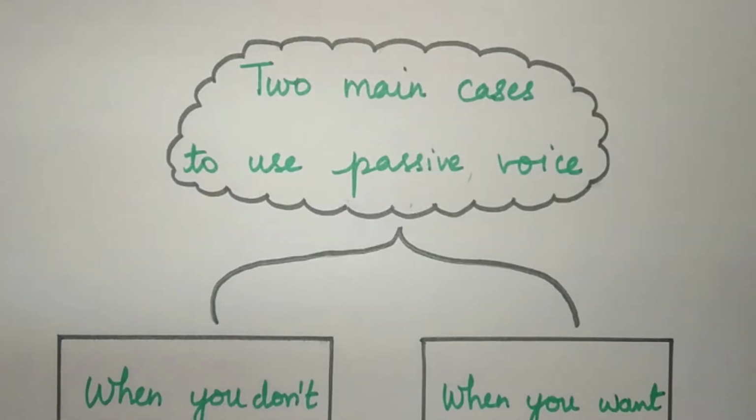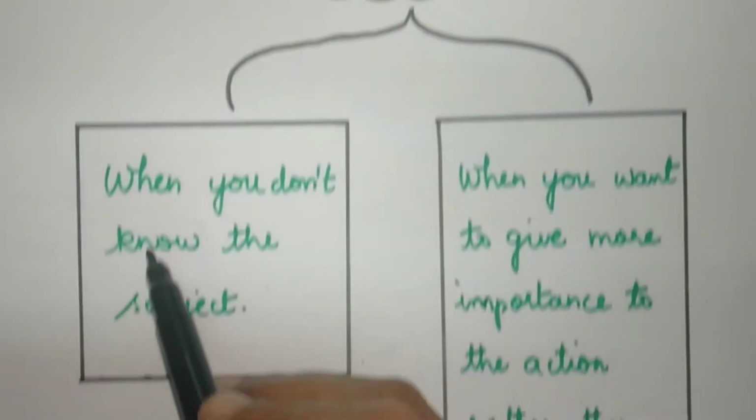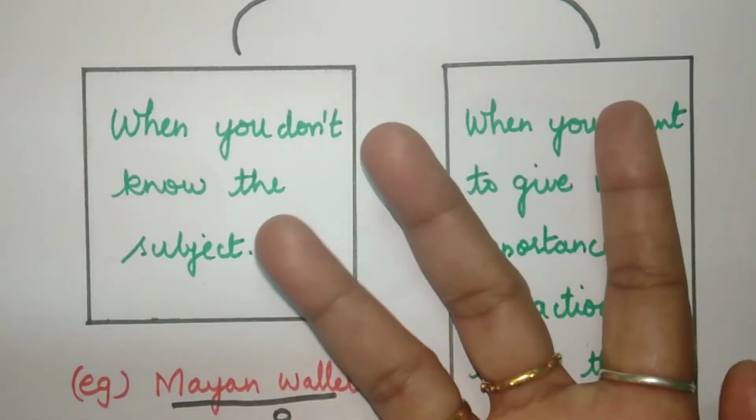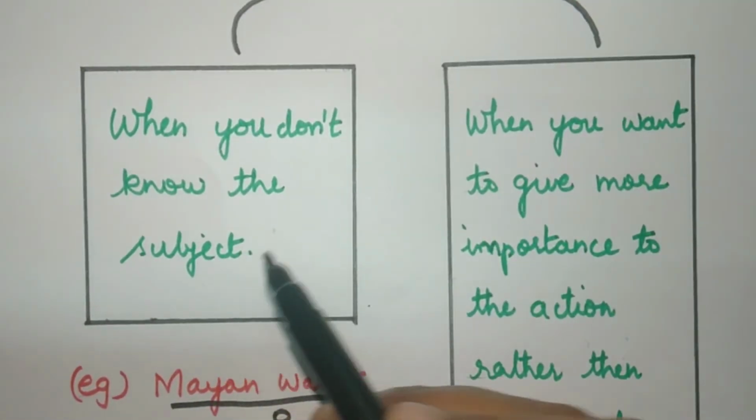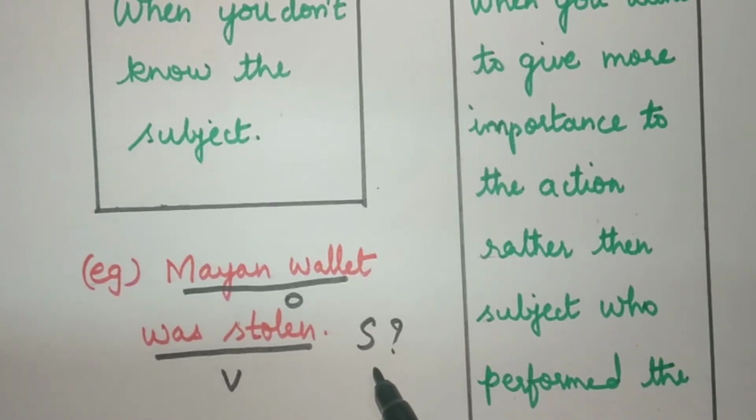All sentences can be in active voice, but all sentences cannot be in passive voice. Only in two cases can we use the passive voice. The first case is when you don't know the subject. That means when we don't know the subject, at that time we can use the passive voice. For example, my wallet was stolen. My wallet is the object, was stolen is the verb. So we don't have the subject here. We are giving more importance to the object and the verb. So in that case we can use the passive voice.